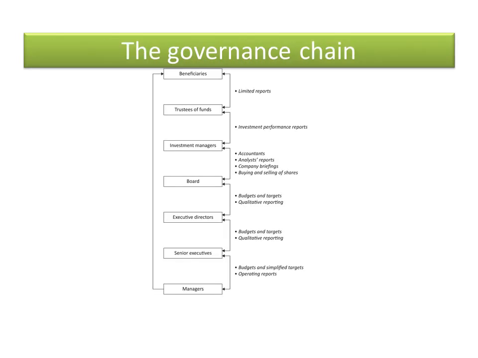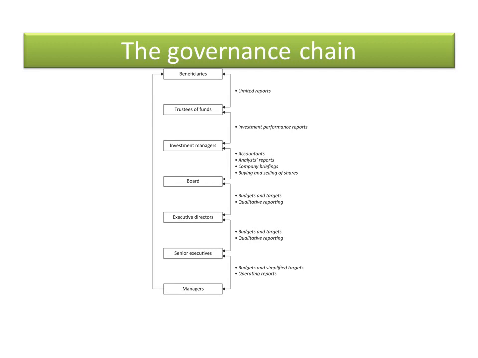The governance chain is an important concept that looks at, from right down at the bottom, the managers and the reports that they will get, right through to the senior executive board, investment managers, trustees, and we can see how the reporting and governance chain is different. There's limited reports here, there's investment performance reports here, and the board here will get budgets, targets, qualitative reporting. The executive directors similar, but the managers will get more basic information.